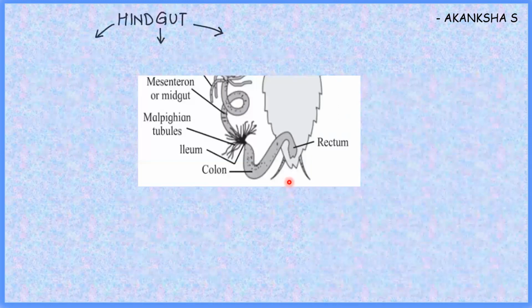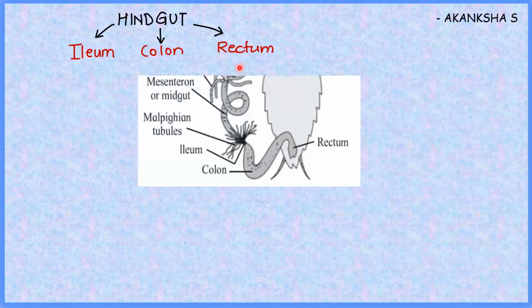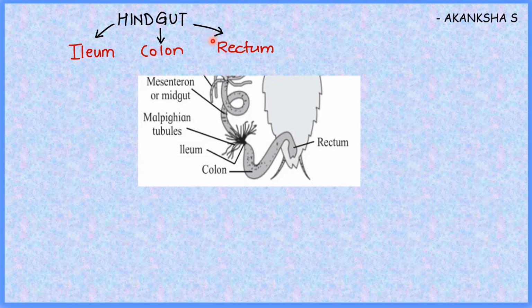Finally, we have got the hindgut or proctodeum, and there are 3 parts in it, similar to ours. There is ileum, colon, and rectum. The same thing occurs in the large intestine of humans, right? So the hindgut is nothing but similar to the large intestine of humans, where we have ileum, colon, and rectum. So the intestinal portion is the hindgut, but it's not characterized as an intestine.